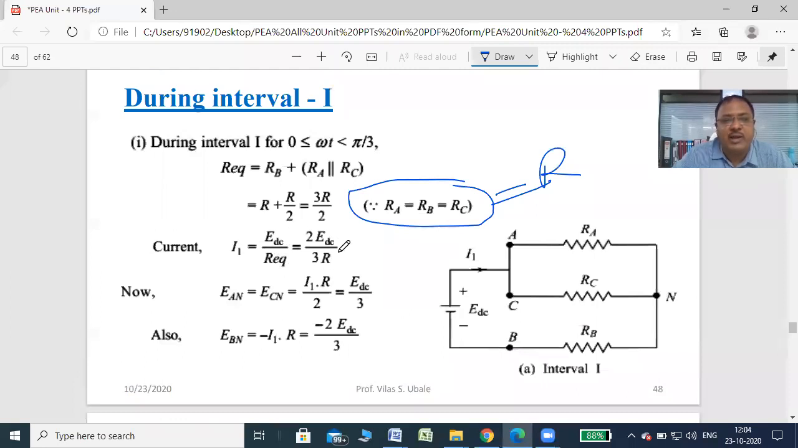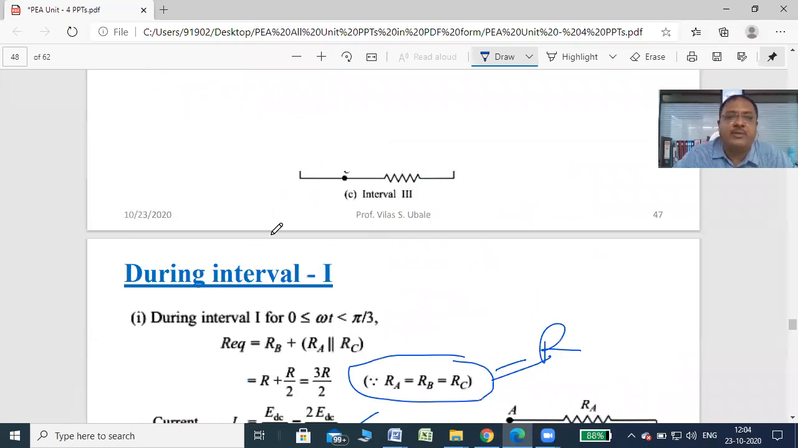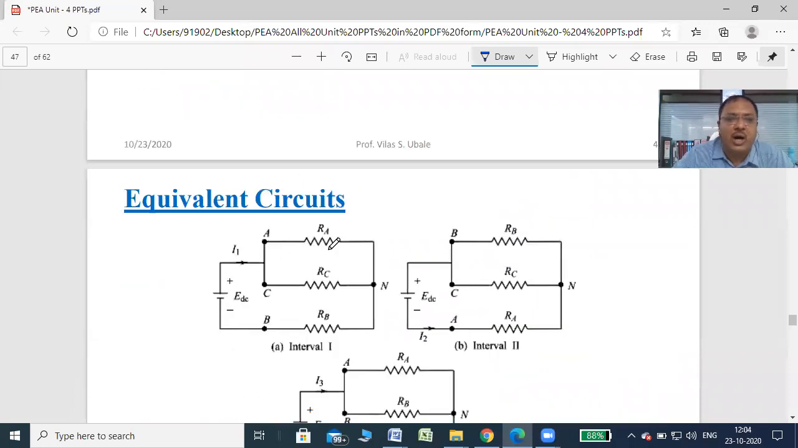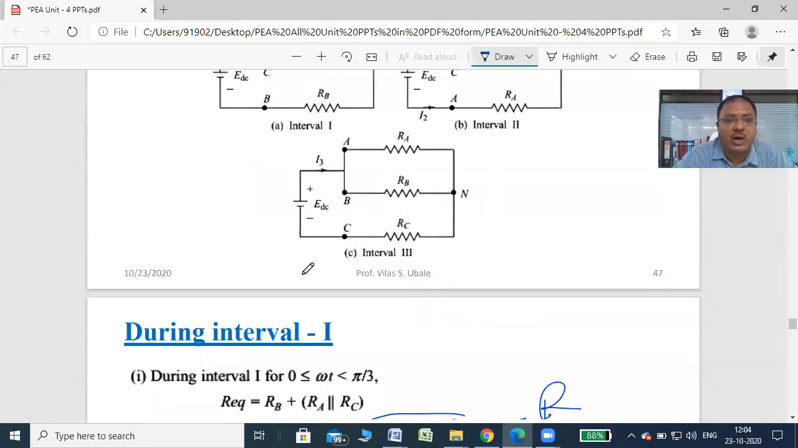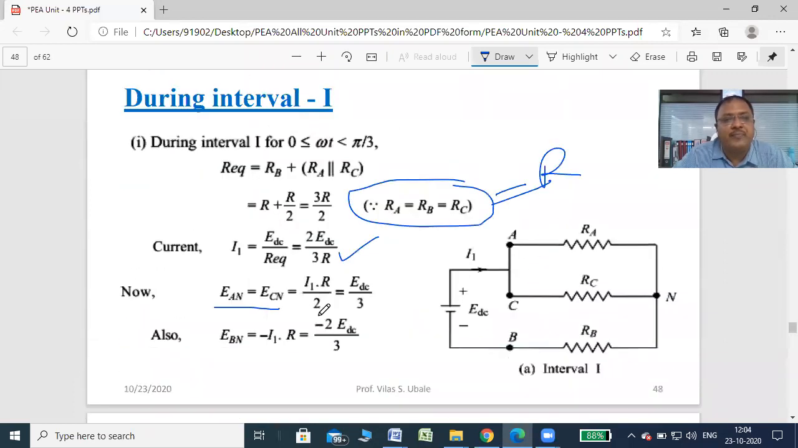So twice EDC by 3R. Just put the value of R equivalent. Then EAN equal to ECN equal to I1 into R. That is a positive current. I1 into R, so RA and RC both are equal to R. So that is equal to R.